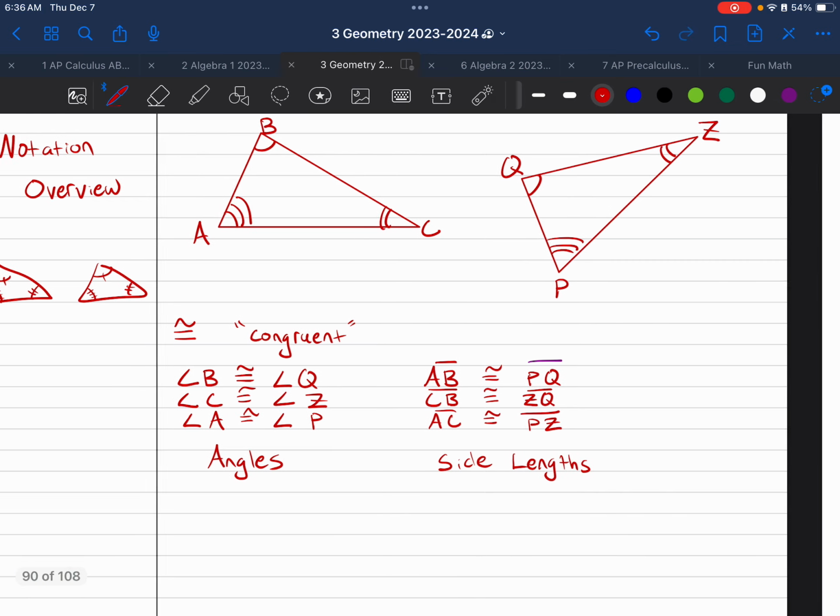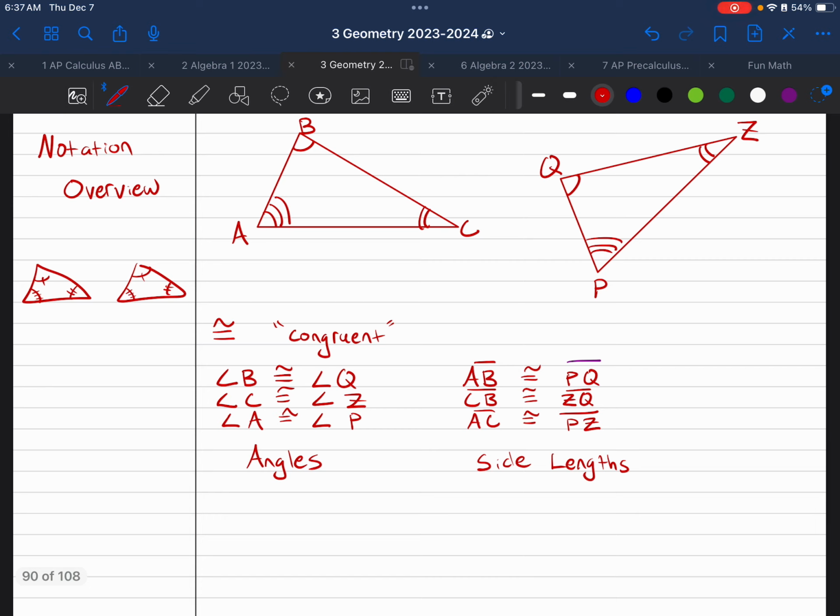And finally, you need to do an overall statement. This one statement can derive everything over here. So for example, I'll just say that this is going to be the actual triangle. There's a bunch of things I could say. I could say that triangle ABC is congruent to triangle what?